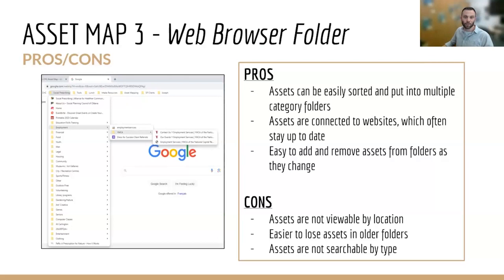The cons are that they're not viewable by location. I don't know about other people, but when I hear the word asset map, I really leaned into the map part, and that was important to me. It's easier to lose assets in older folders, so you might not see them if you're not searching for them, or if you have a folder within a folder within a folder, it's going to get lost. And they're not searchable by type. You can view them at the very basic level with each folder, but it can get a bit daunting when you try and go beyond that.